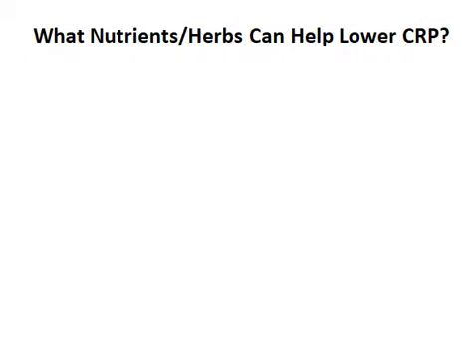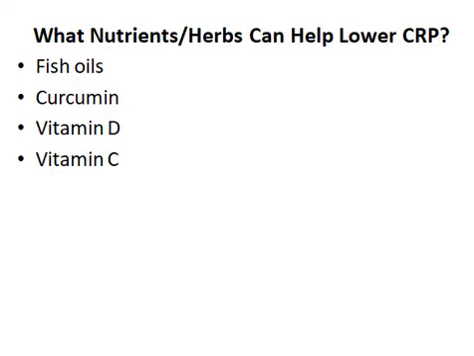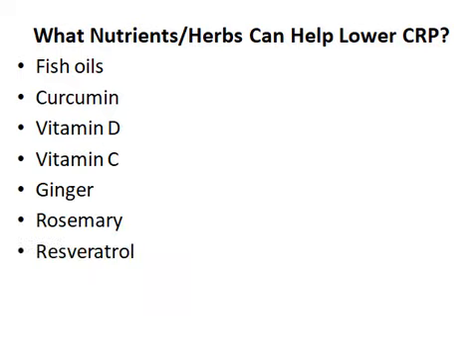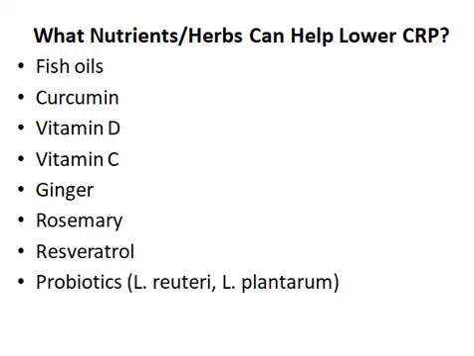According to the research, there are numerous nutrients and herbs that can help to lower CRP levels. This includes fish oils, curcumin, vitamin D, vitamin C, ginger, rosemary, resveratrol, certain probiotics, and green tea. There's a question mark near green tea because there are conflicting studies. Some show that green tea can lower CRP, others show that green tea has no effect on CRP. Of course, either way, green tea is a good source of antioxidants.